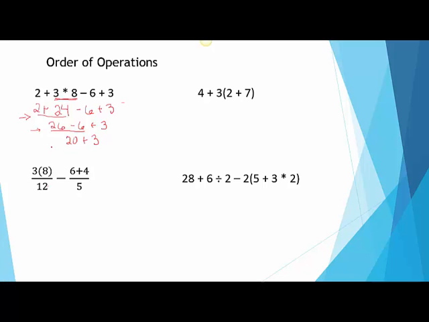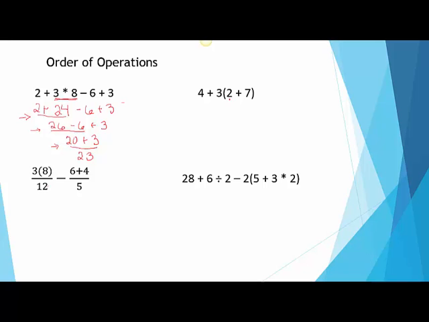Okay, all I have is one little addition left, so I'm going to do that, and that's 23. So that's our answer. Using that step-by-step process, and underlining what you're going to do, helps you see that you're getting the correct answer as you go through. Okay, going on to this one.